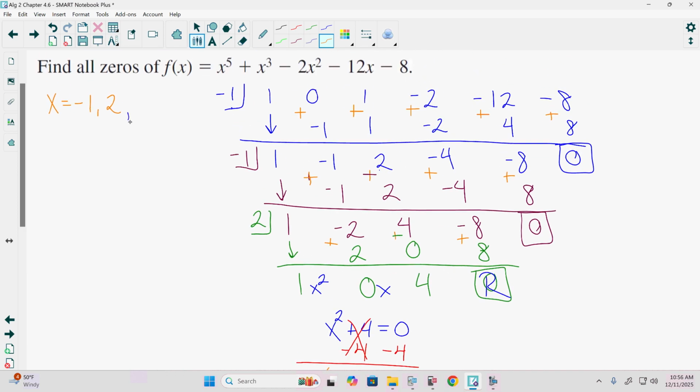So if we want to list all the solutions out, we'd have negative 1, negative 1, 2, and plus or minus 2i. So we do have 5 solutions. Negative 1 showed up twice. We have 2, and then the positive and negative 2i.